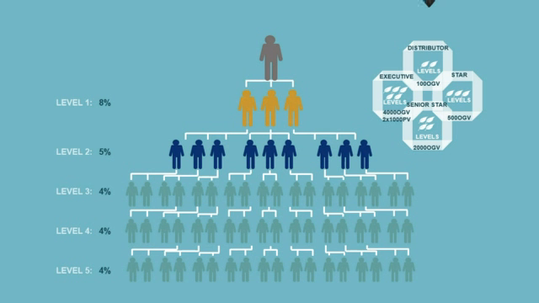Usually you start at a distributor rank where you'll be able to override 2 levels, and the requirement is simply to have a team OGV of 100. At star rank, you'll be able to override 3 levels, and the requirement is to have a team volume of 500 OGV. Senior star, you'll be able to override 4 levels with a team OGV of 2000.